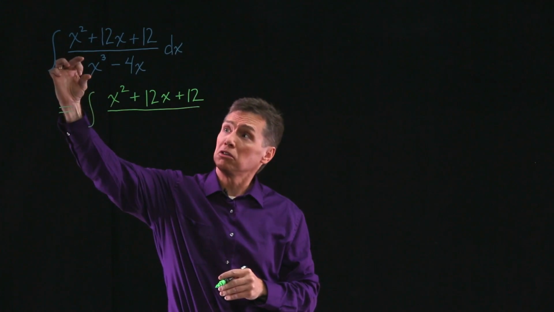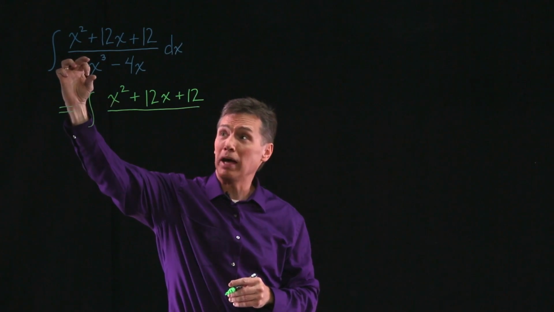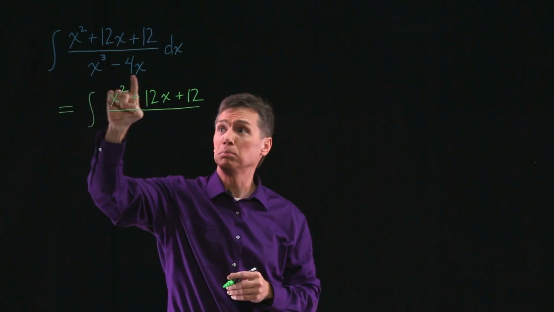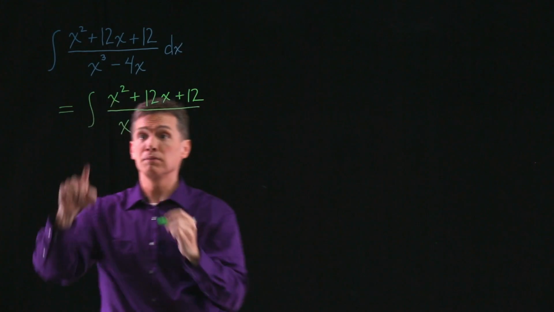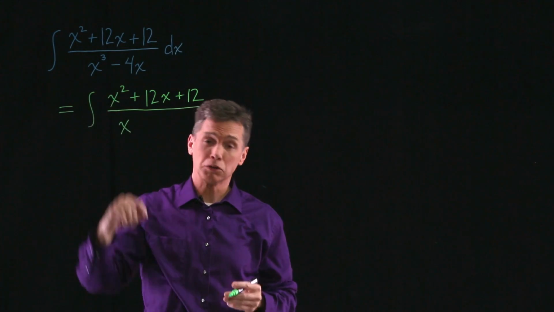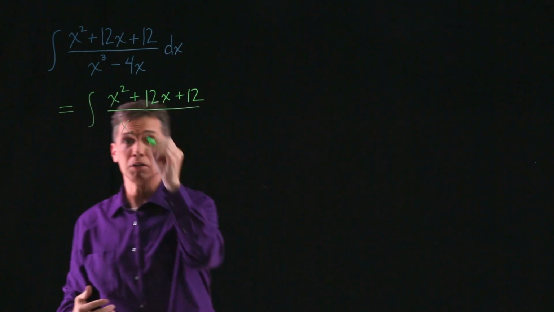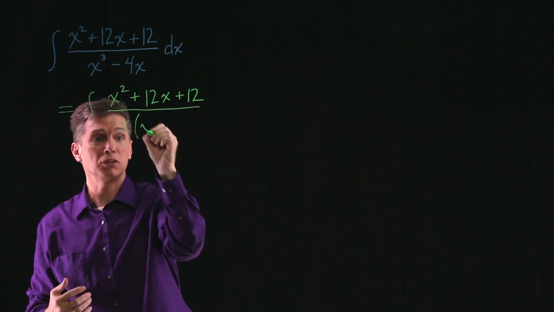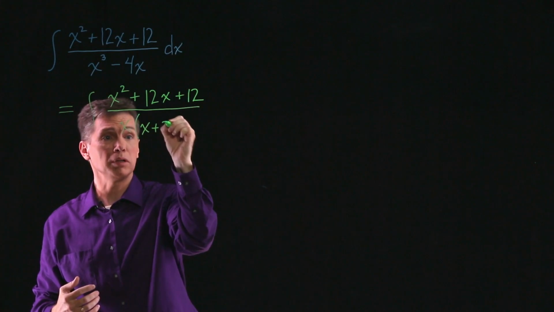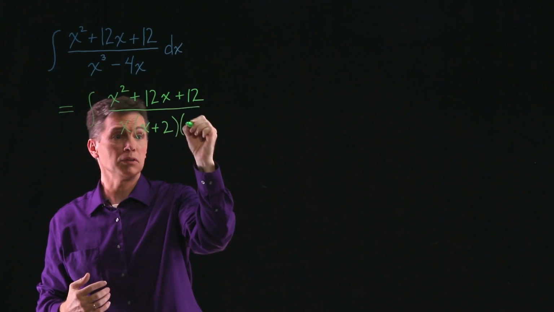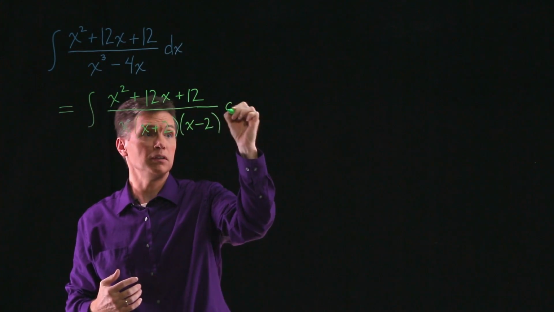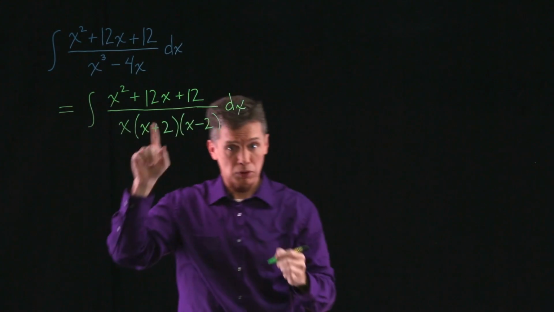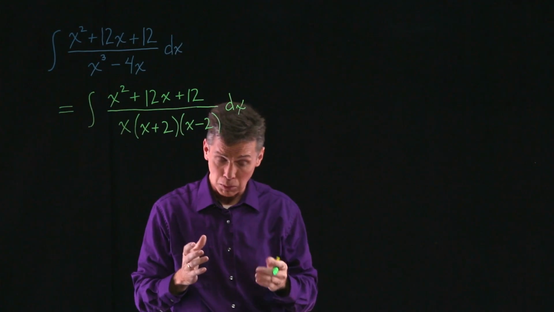So downstairs, I'm going to suggest again that this is begging to be factored because you can easily pull an x out. And actually what's left over then is x squared minus 4, a difference of squares. So I'll factor that as well: x plus 2, x minus 2. Right? And then dx, I guess. But those two integrals are equal.